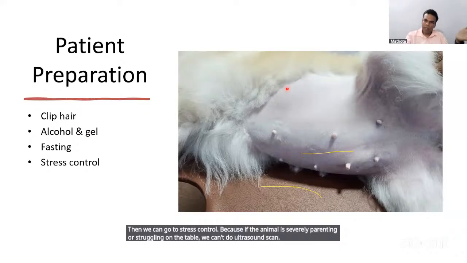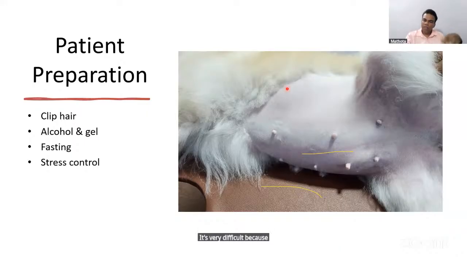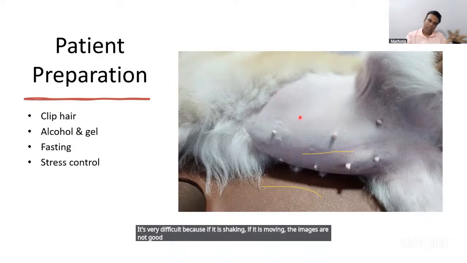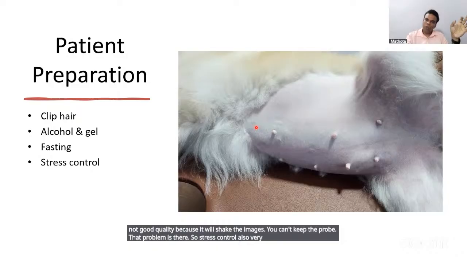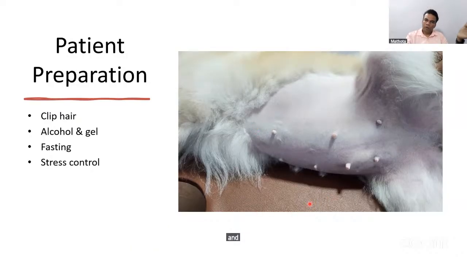Because if the animal is severely panting or struggling on the table, we can't do an ultrasound scan. It's very difficult because if it is shaking or moving, the images are not good quality; it will shake the images. You can't keep the probe steady. That problem is there, so stress control is also very important. Your table must be comfortable and the environment must be comfortable.